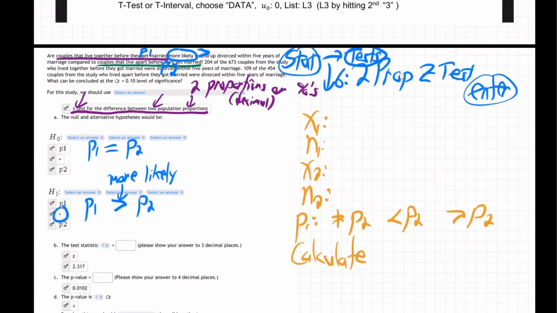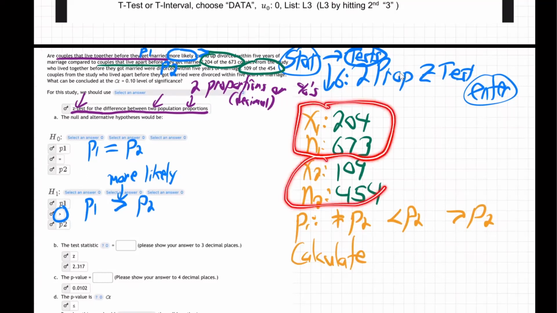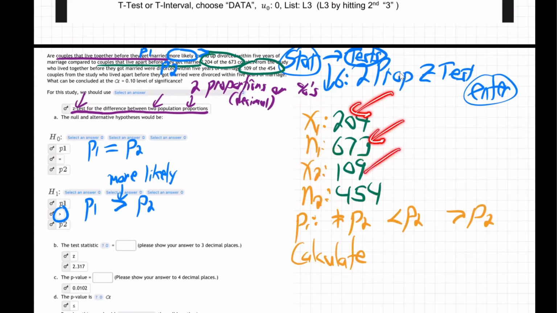Well, here's the first set of numbers. 204 out of 673, right? N's always the total. Got divorced. And then the second group, 109 out of 454. So first group, second group, right? X1, N1, X2, N2. X is always the thing we're looking for. N is the total. X is the thing. I noticed 204 got divorced out of 673 total for the first group. And for the second group, 109 got divorced out of 454 total.